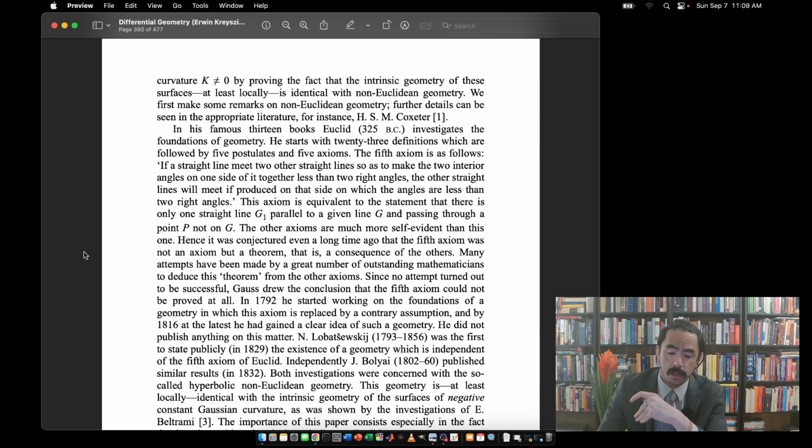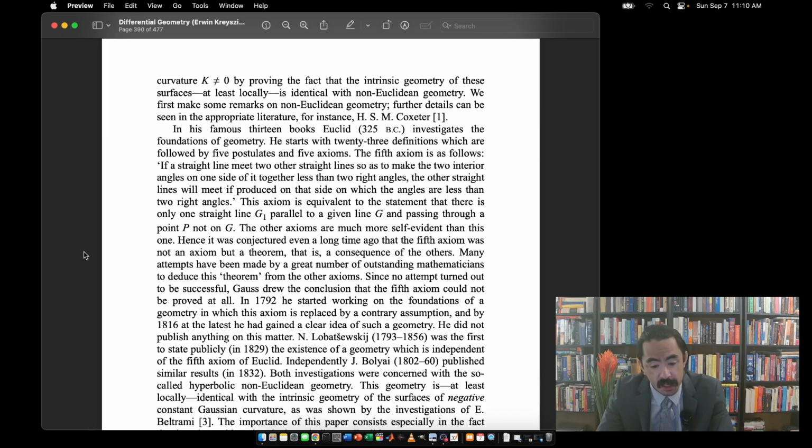In his famous 13 books, Euclid investigates the foundations of geometry. He starts with 23 definitions, which are followed by 5 postulates and 5 axioms. The 5th axiom is as follows. If a straight line meets 2 other straight lines so as to make the 2 interior angles on one side of it together less than 2 right angles, the other straight lines will meet if produced on that side on which the angles are less than 2 right angles.